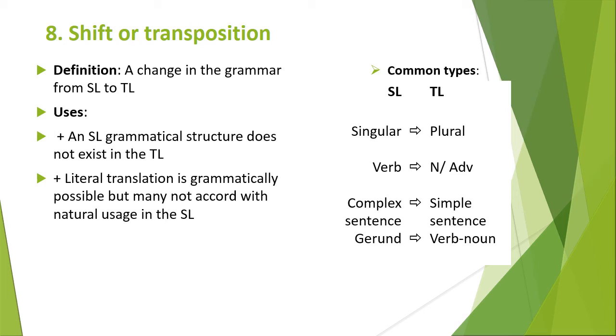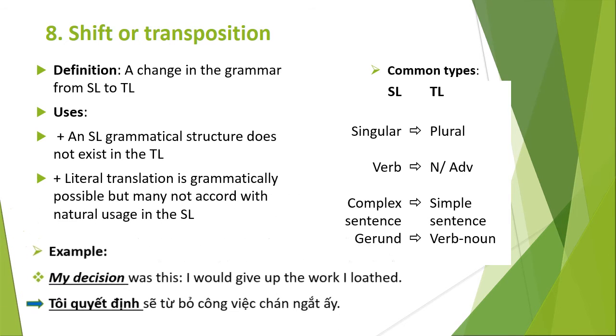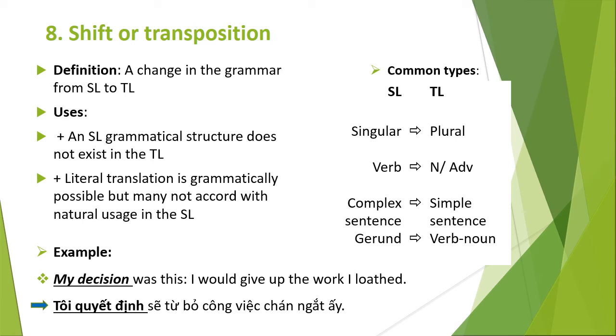We have some common types of shift, which mean we translate singular into plural, verb into noun or adverb, complex sentence into simple sentence, and noun into verb. For example, my decision was that I would give up the work I loved. And my decision is translated into Vietnamese as tôi quyết định sẽ từ bỏ công việc chán ngắt ấy.